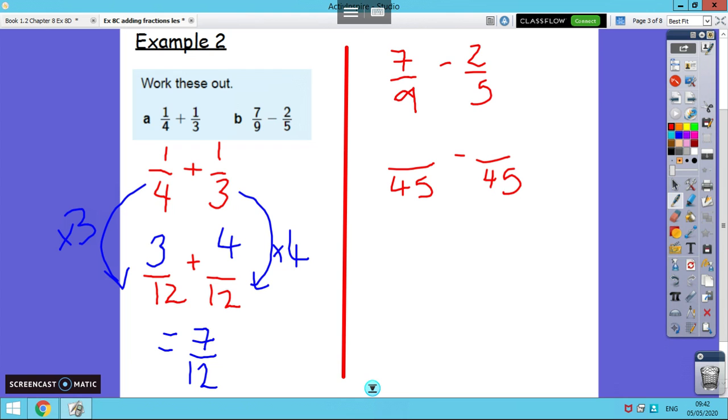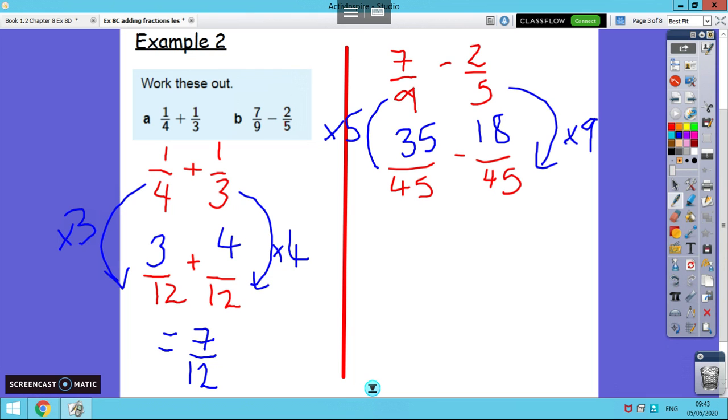So we write our common denominators in. And then we think about, what did we multiply 5 by to get 45? Well, we multiplied by 9. What did we multiply 9 by to get 45? Well, we multiplied by 5. So we've got to do the same to the numerators, because we've got to balance and find the equivalent fraction. So 2 times 9 is 18, and then 7 times 5, 35.